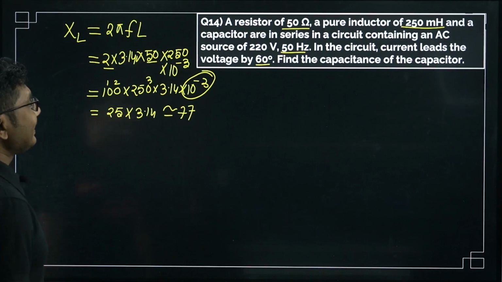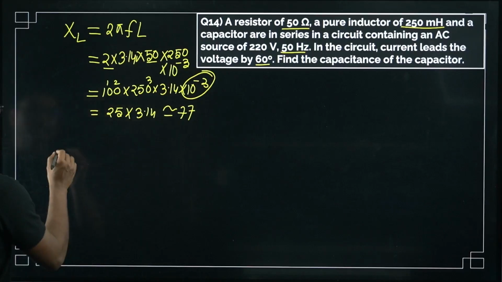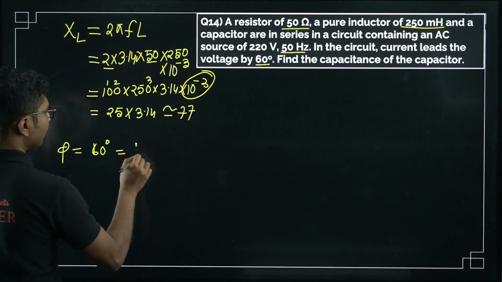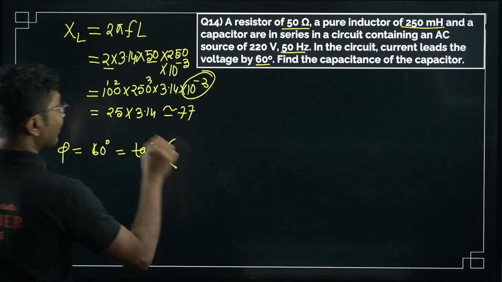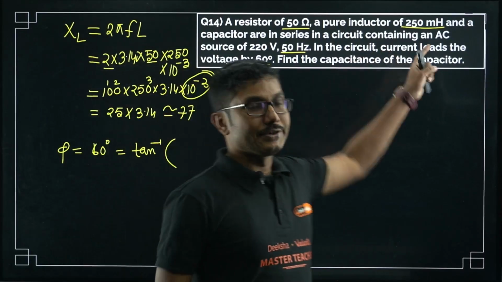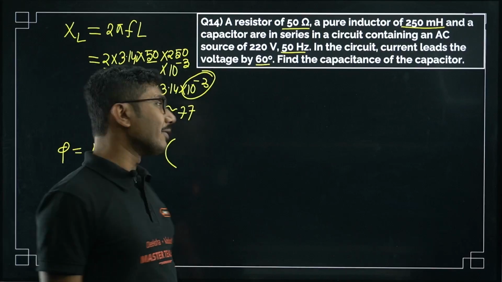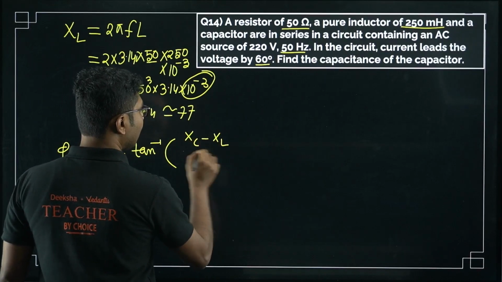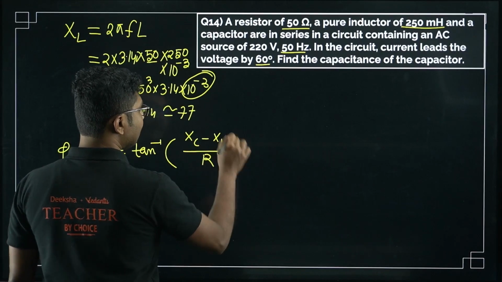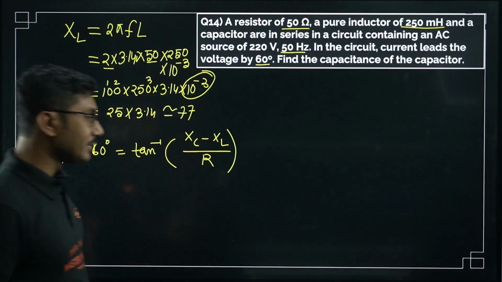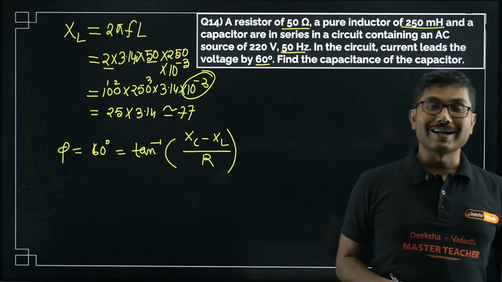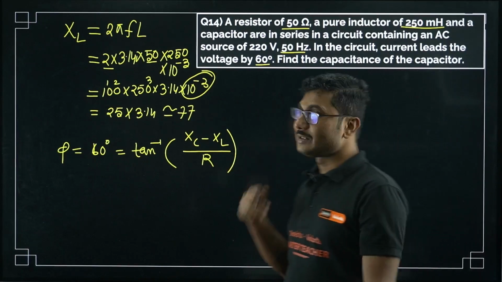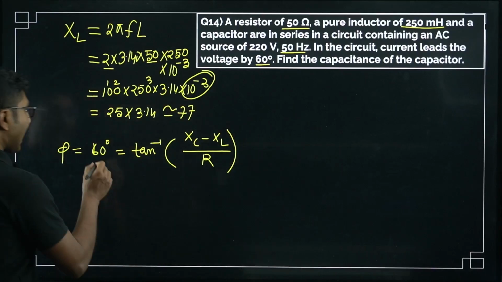Now what is the phase difference? So phase difference is given by 60 degrees, which is equal to tan inverse. Now which is leading? Current leads. Very careful, current leads the voltage. Current leads means XC must be greater than XL. So this is the part where it says leads. In the previous problem that we solved, it said that current lags. If current lags, then it is XL minus XC. If current leads, then it is XC minus XL. And the angle was given as 60 degrees.